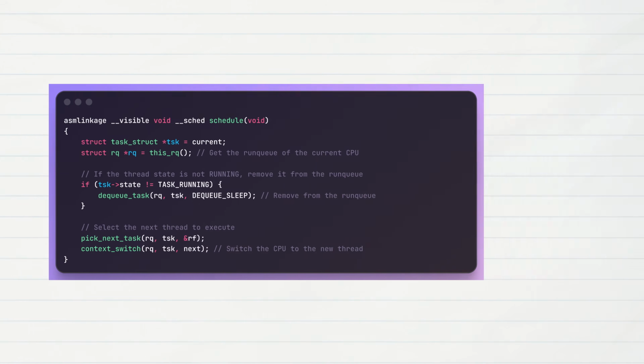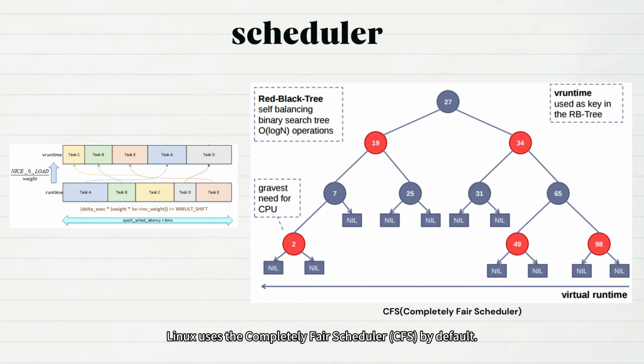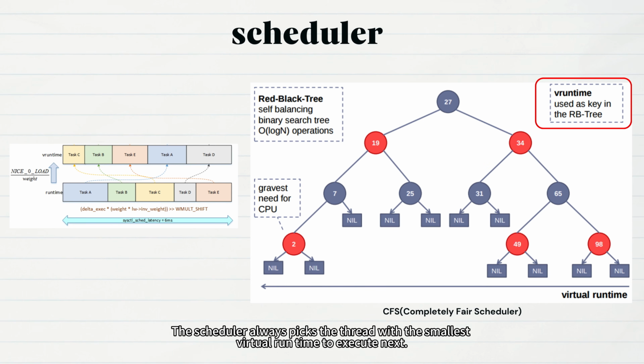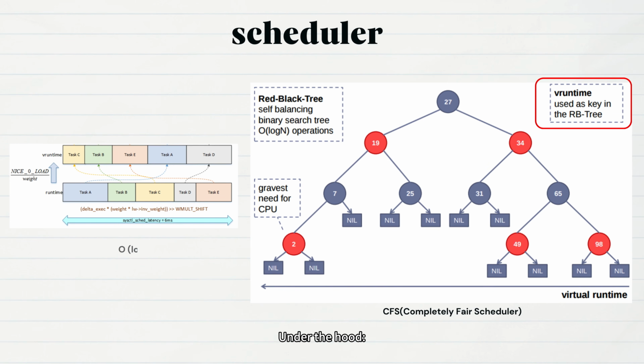How does it select? Linux uses the Completely Fair Scheduler by default. Simply put, each thread has a virtual runtime. The longer a thread has run, the larger its virtual runtime. The scheduler always picks the thread with the smallest virtual runtime to execute next. Under the hood, it uses a red-black tree for management, making scheduling efficiency O(log n).